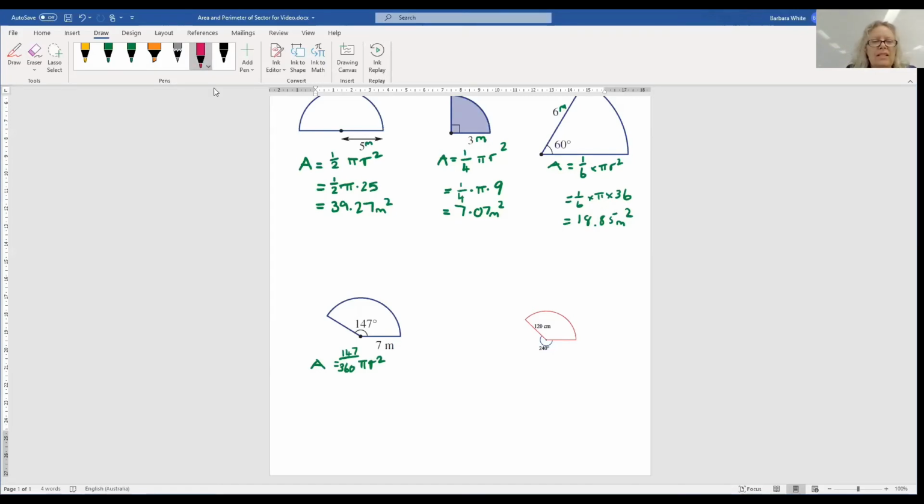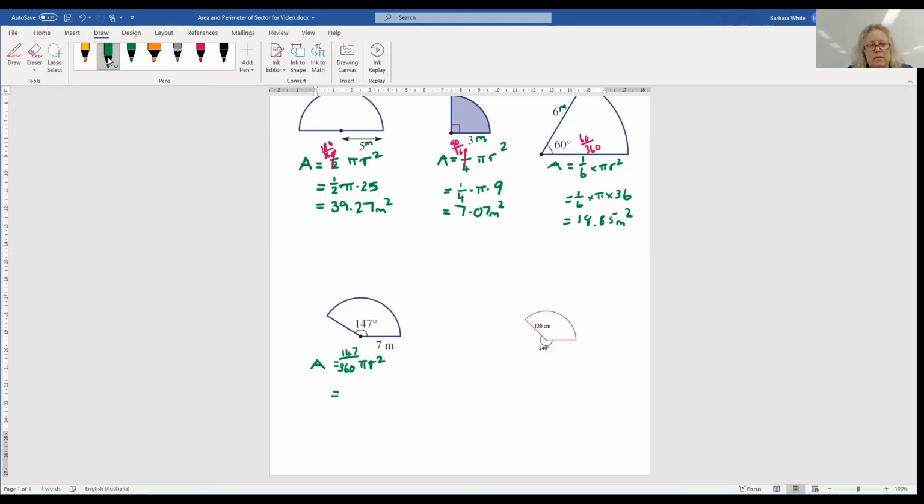Half, well, that's 180 out of 360. I don't know if you can read that. This is a quarter, that's 90 out of 360, which is the same as a quarter. This we could have written as 60 out of 360. And here we're writing 147 out of 360.